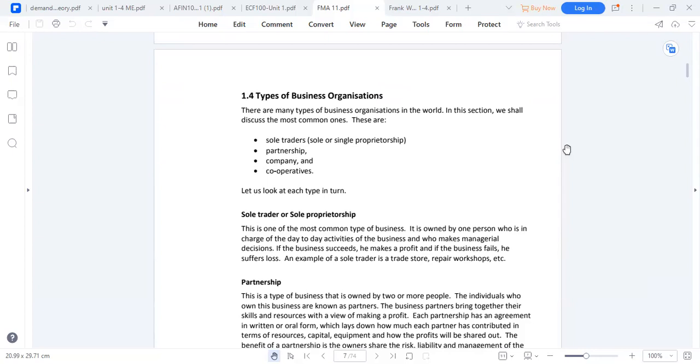A sole trader is a one-man business. The person is in charge of the daily transactions. He makes the managerial decisions, and all the proceeds are his in terms of profits, as well as all the losses are his in terms of a business loss. An example of a sole trader is a shoe repairer, a workshop, or a trade store.